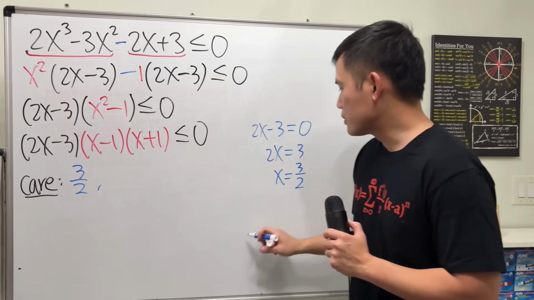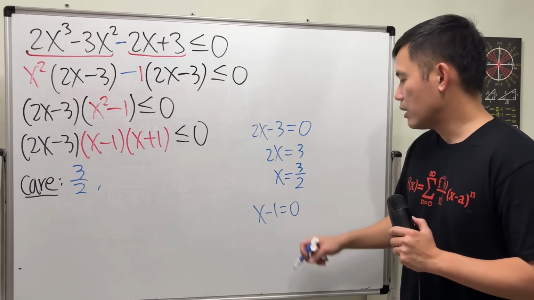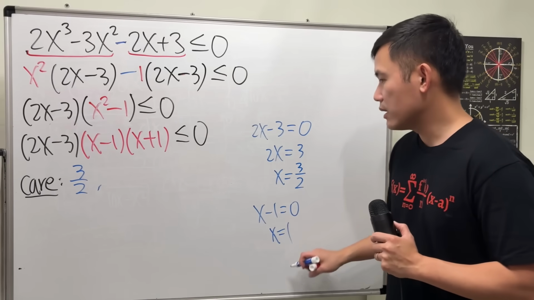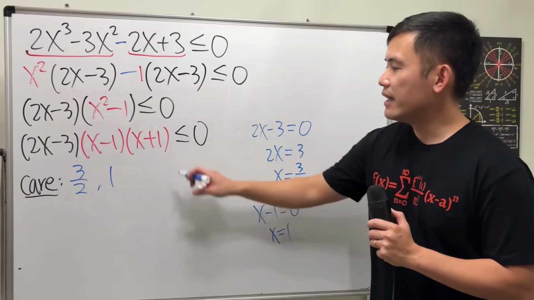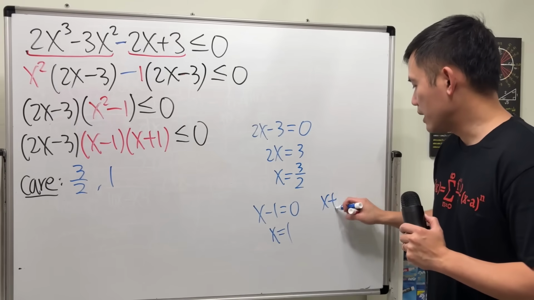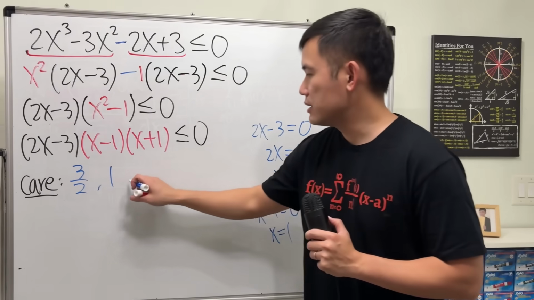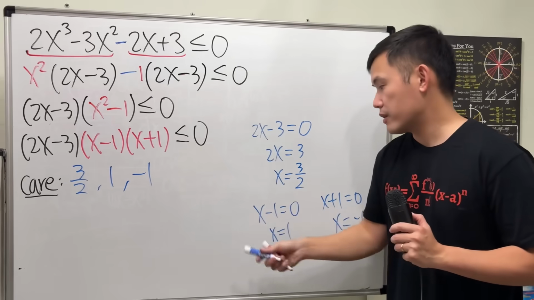Next, x minus 1 is equal to 0. How can we make x equal to 0? Well, x is equal to 1. And then lastly, x plus 1 is equal to 0. So x has to be negative 1. So these are the 3 numbers that we care about.